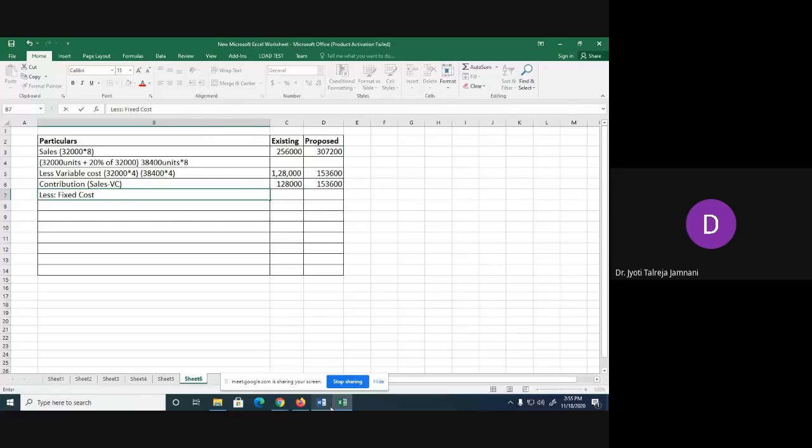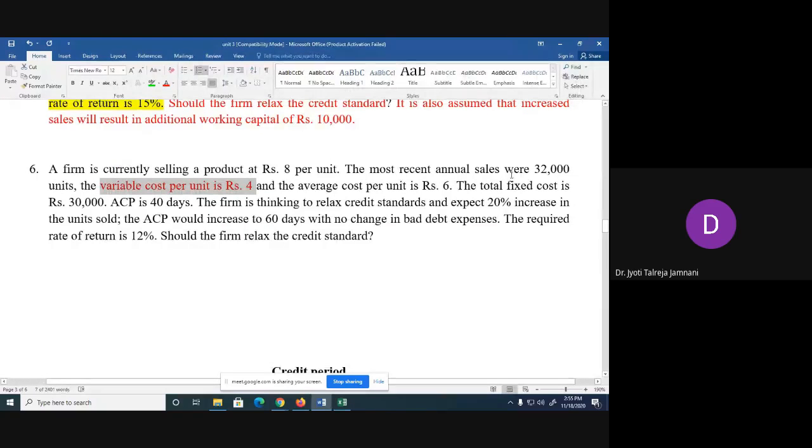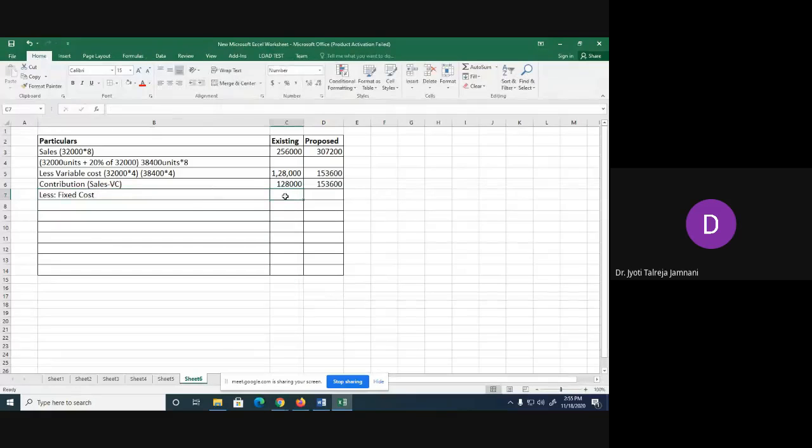Let's see what is the fixed cost given. They've said the total fixed cost is rupees 30,000. So we have to minus 30,000 fixed cost from both the cases. Fixed cost remains fixed. It is not increasing with the increase in sales. If they mention in the question that you have to increase it, then we will increase. Nothing is mentioned, only fixed cost is given, so we'll keep it the same.